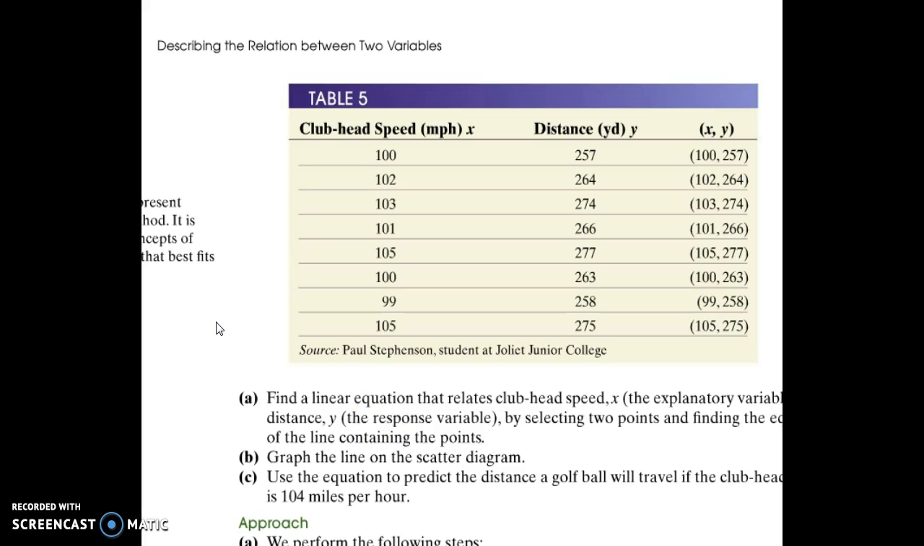Let's start with an example from the book. This is on page 208, and it's an example from the game of golf. So we have two variables. Our explanatory variable, X, is going to be the club head speed, how fast in miles per hour we can actually swing the club. And we think there's a relationship between that and the distance the golf ball will actually travel. So you would collect your data on those two variables. And then what we'd like to do first is draw the scatter plot.